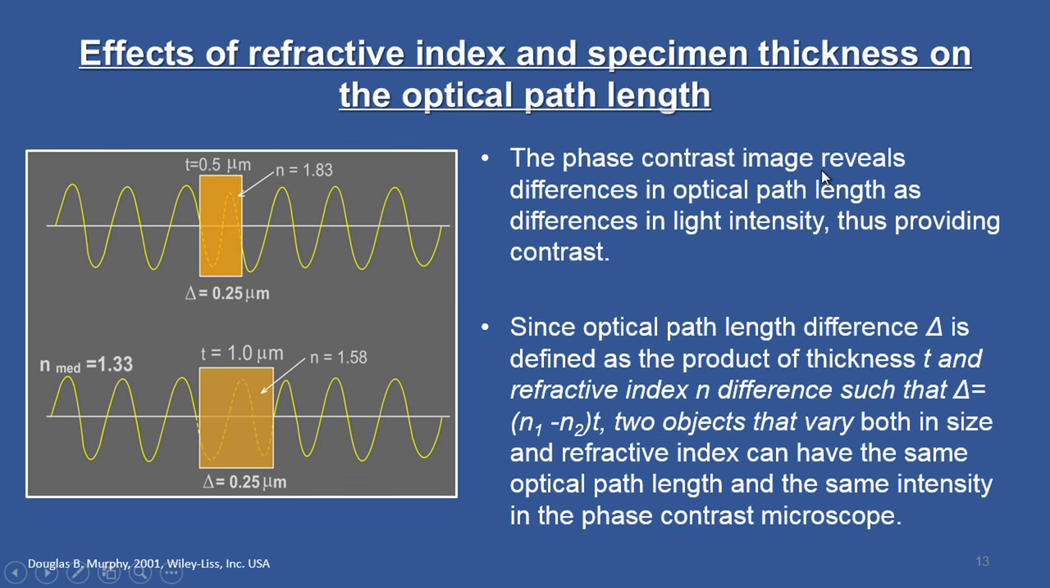Okay. So the phase contrast image reveals the differences in the optical path length as differences in the light intensity, thus providing a contrast. Since optical path length difference delta is defined as the product of thickness t and the refractive index difference, such that delta equals (n1 minus n2) times t, two objects that vary both in size and refractive index can have the same optical path length and the same intensity in the phase contrast microscope. So you can have two objects with different thickness and different refractive index to produce a similar intensity.